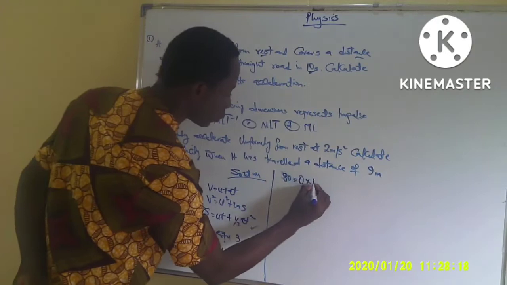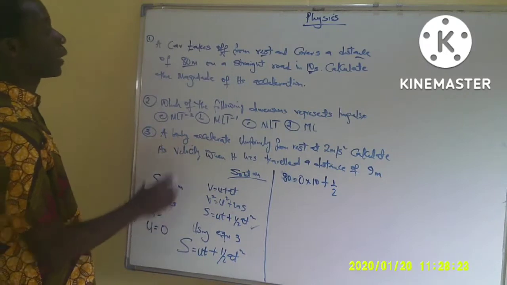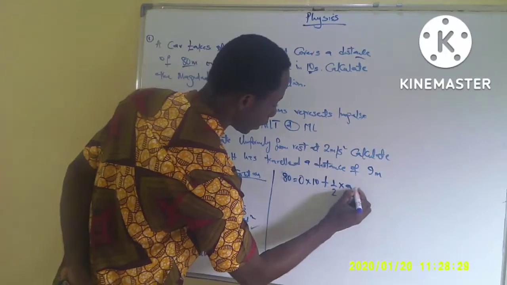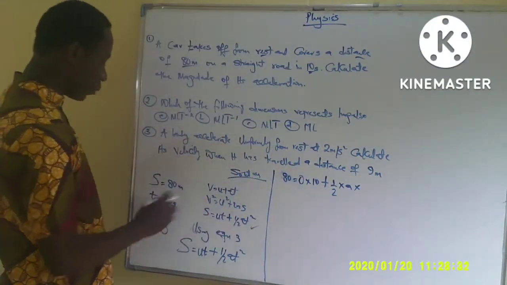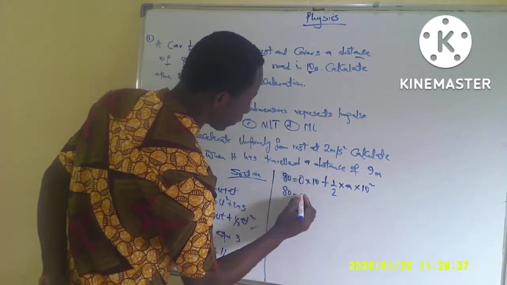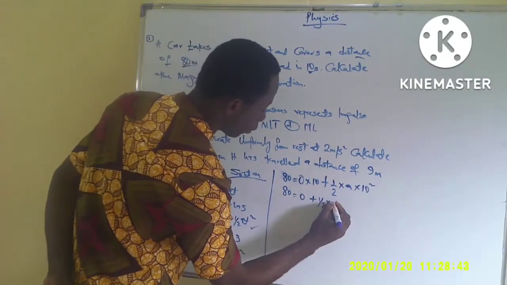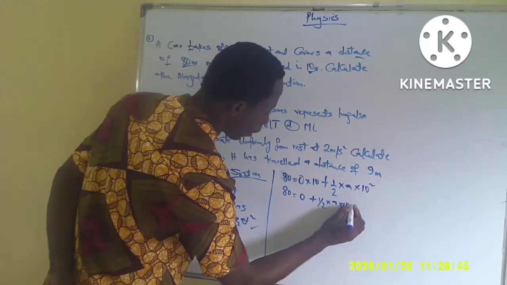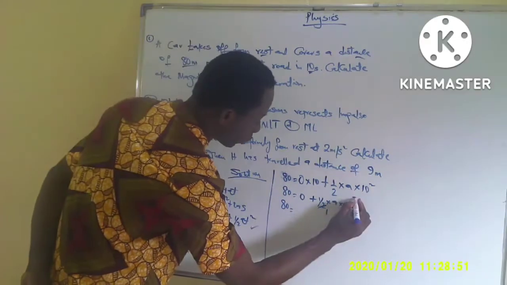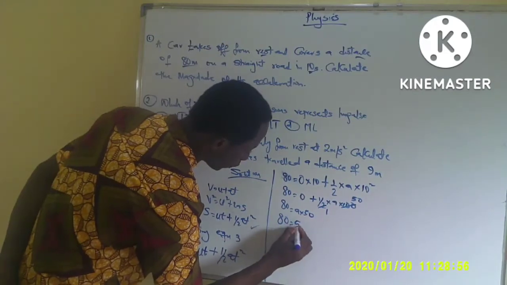t is 10, plus 1 over 2. What is the value for a given? They didn't give us a. We are looking for a. Times a. Then what is our t again, which is 10, 10 squared. So we are going to say 80 is equal to 0 times 10, 0, plus 1 over 2 times 10 squared, which is 100, times a. So we are going to say 80 is equal to what? 2 here, 1. 2 in 100 gives us 50, times a. So 80 is equal to 50a.